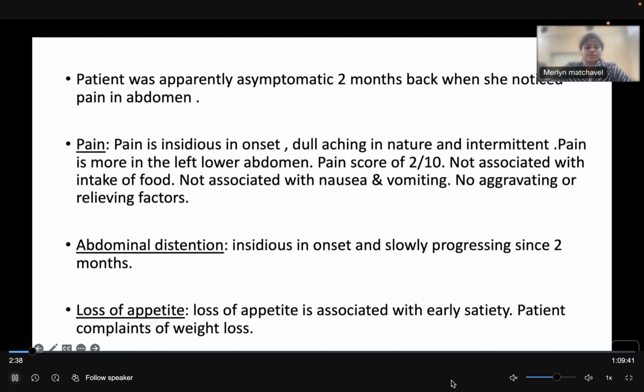She also complained of loss of appetite. The loss of appetite was associated with early satiety. The patient also complains of weight loss. However, she could not quantify the amount of weight she has lost.